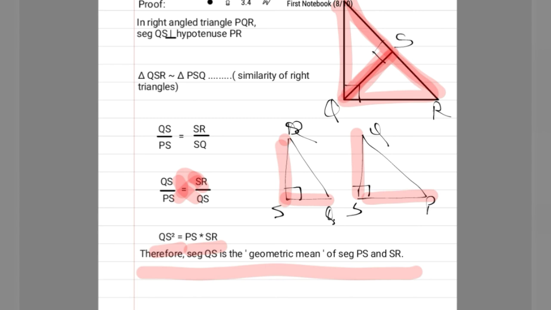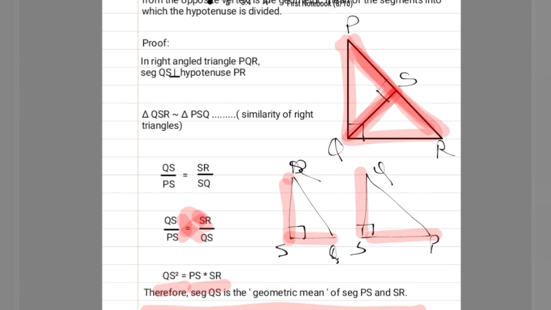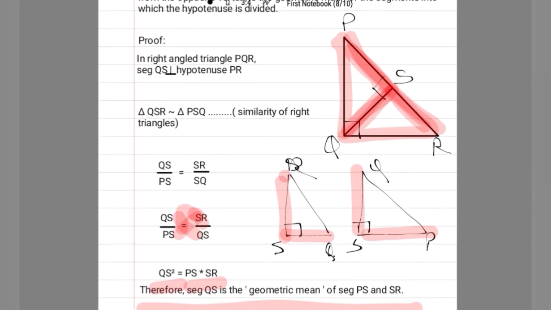It is just simple. You don't need to remember the proof for it. Just remember the concept. If a perpendicular is drawn from the right angle to the hypotenuse, then the product of the divided sides, that is PS into SR, is equal to QS square. Remember this, because this is generally used for finding the length of the side, and you can get the length of the side of the triangle easily from this.